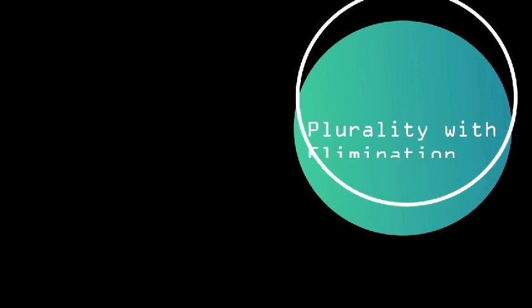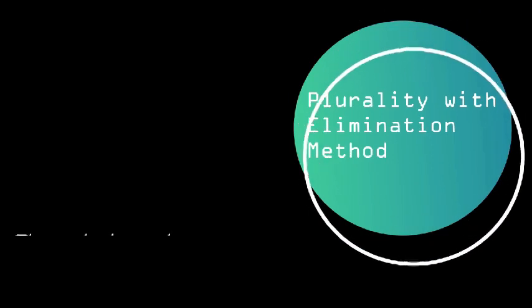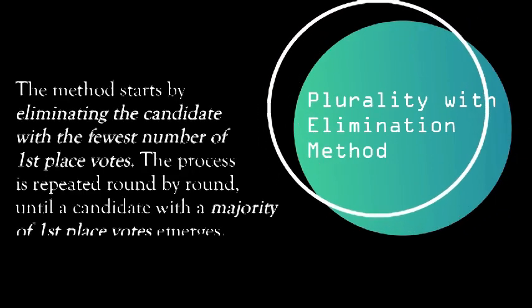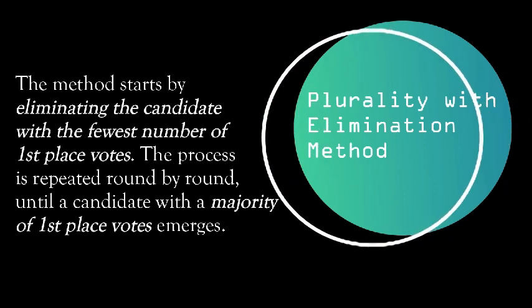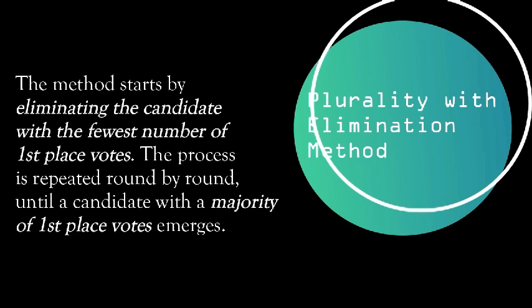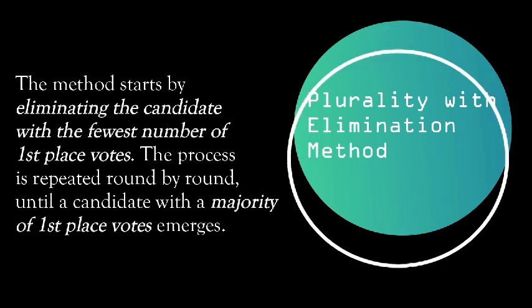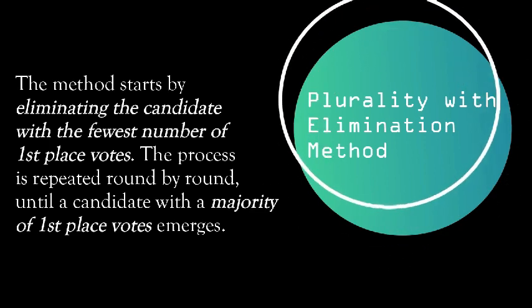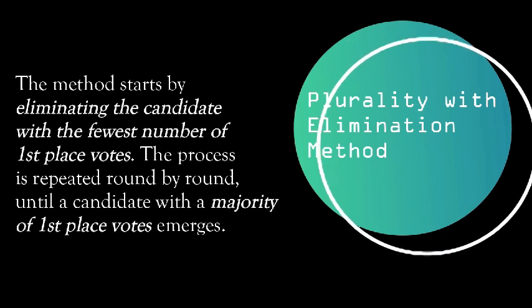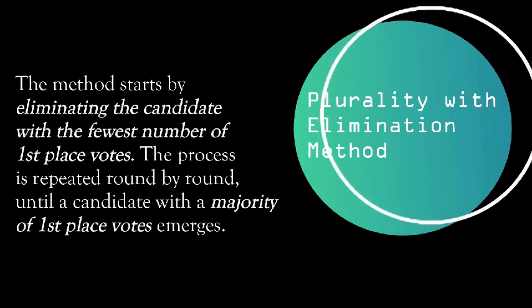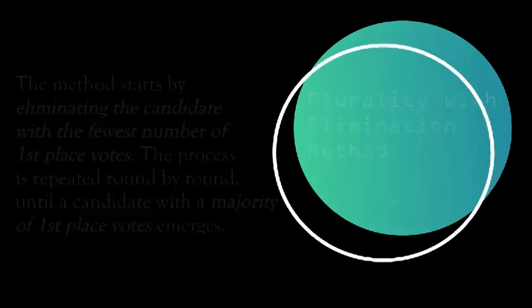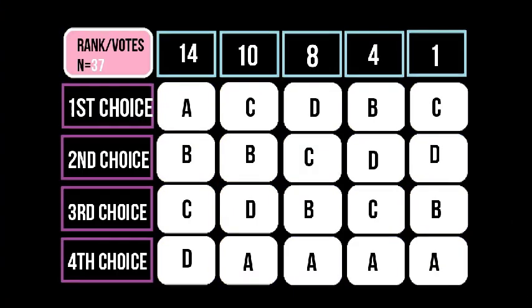Lastly, we have the plurality with elimination method. This is just a more sophisticated version of the plurality method and is carried out in rounds. The method starts by eliminating the candidate with the fewest number of first place votes. By this, we remove from the preference schedule that candidate with all votes assigned. The process is repeated round by round until a candidate with the majority of first place votes emerges.